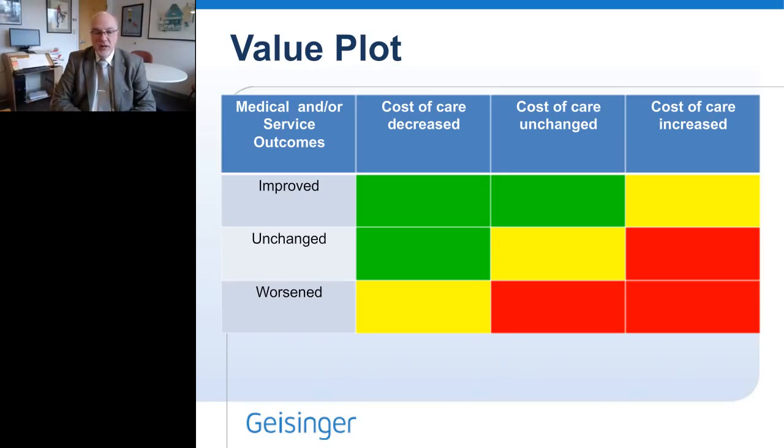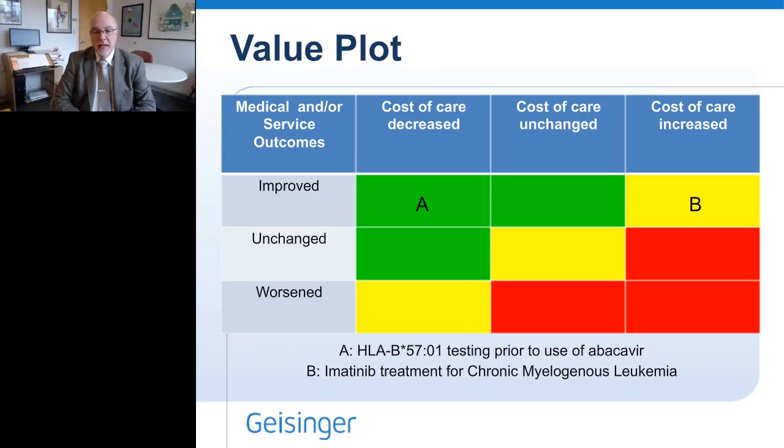HLA-B*5701 is a genotype that puts individuals at very high risk for developing a severe cutaneous adverse event related to the use of abacavir, an antiretroviral medication. So if we test for this particular genotype prior to the use of abacavir, this is a very high value test because it definitely improves outcomes by avoiding these severe adverse events, and it decreases the cost of care because we don't have to pay for the medical care that would be experienced in an individual were they to have one of these events.